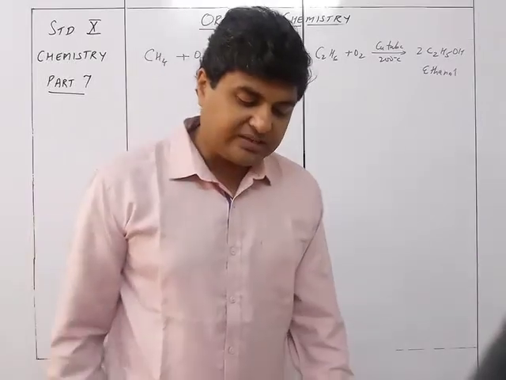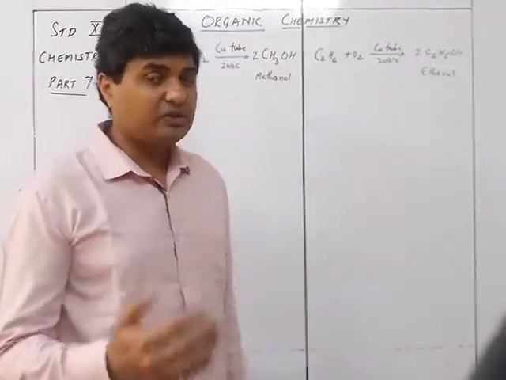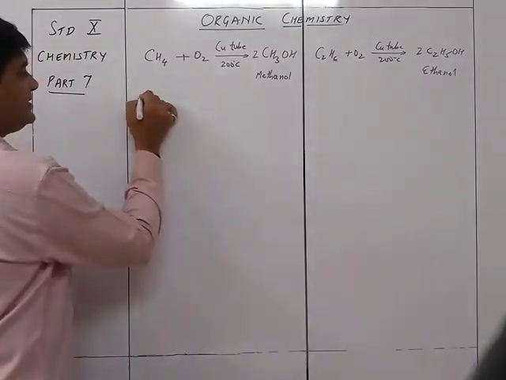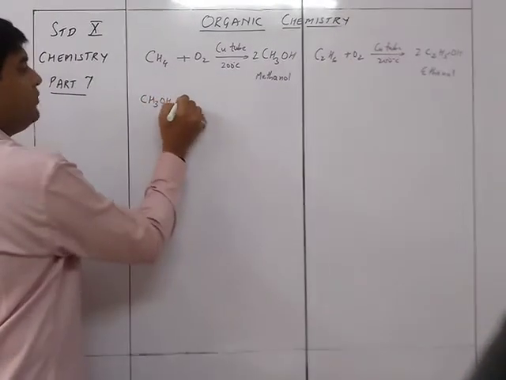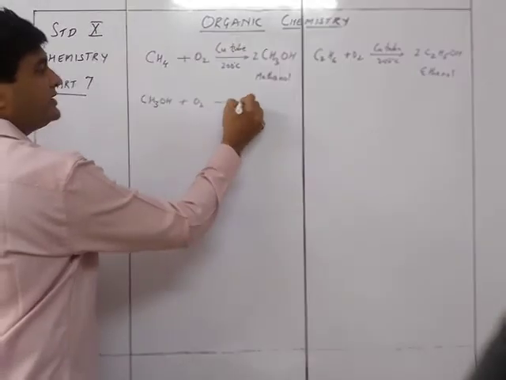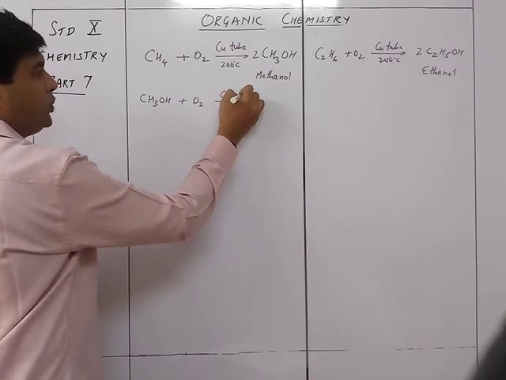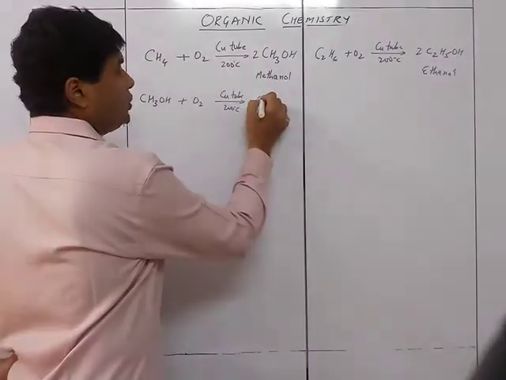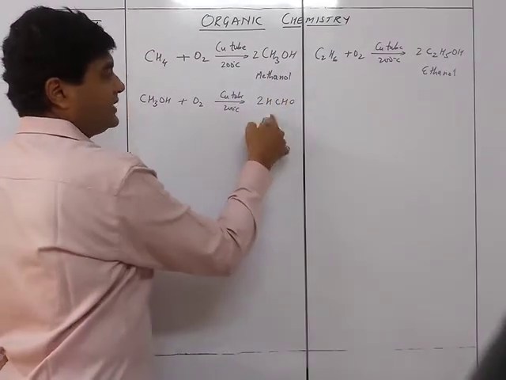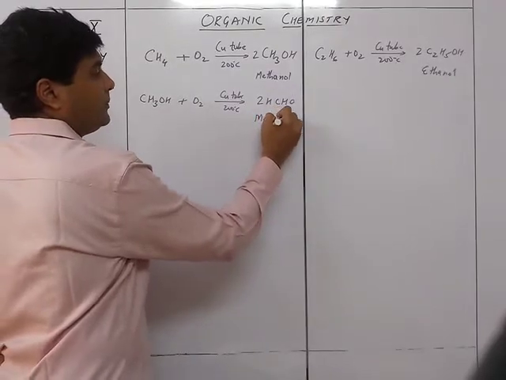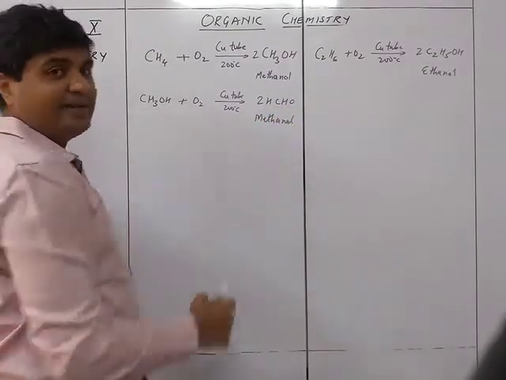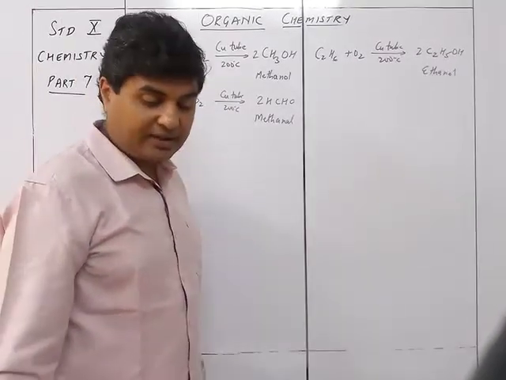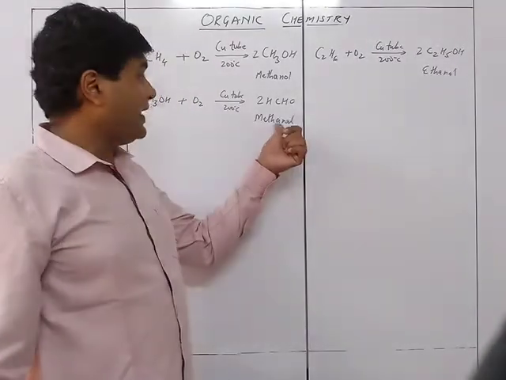Further, if you use the same process again, CH3OH will react with O2 in the same conditions, Cu tubes and 200 degrees Celsius, and will automatically give you 2HCHO. That is nothing but methanal, sorry, it is an aldehyde. That is why it is going to give you this.